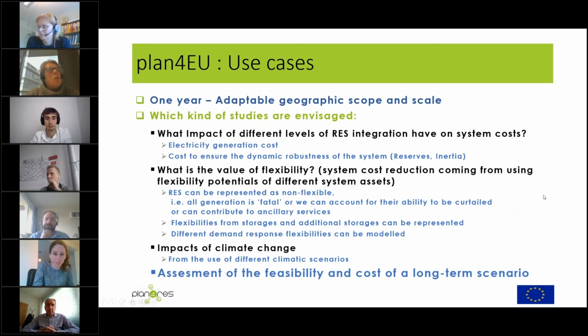So what has it been used for, and what is it used for now? We are doing different kinds of studies within the project, like evaluating the impact of different levels of renewable integration on the costs, or evaluating the value of flexibility, which is the system cost reduction from using flexibility potentials. We're also trying to evaluate the impact of climate change, because all this is stochastic and we are relying on different climatic scenarios from the Copernicus Climate Change Service that was presented yesterday. So the main use of this model from our point of view is to assess the feasibility and the cost of long-term scenarios coming from the Genesis model that Carlo just presented.